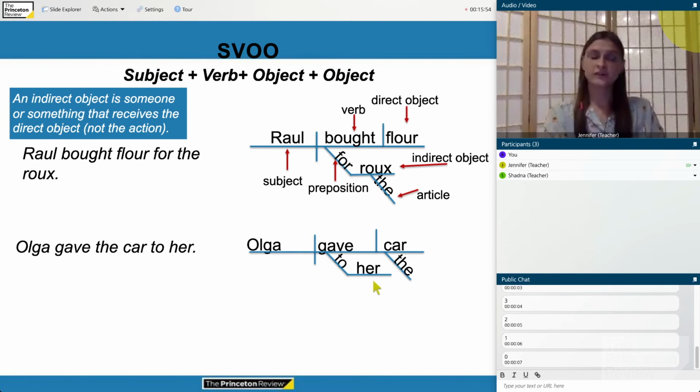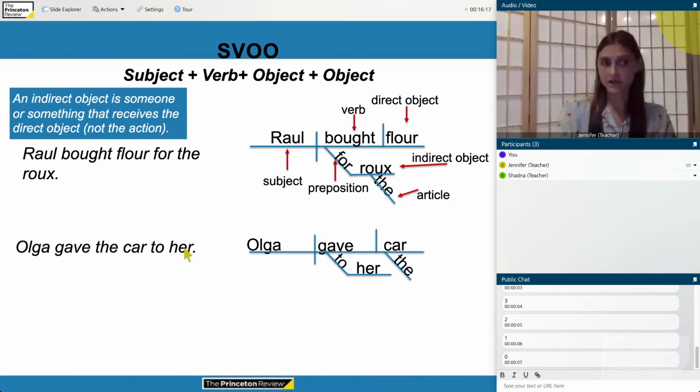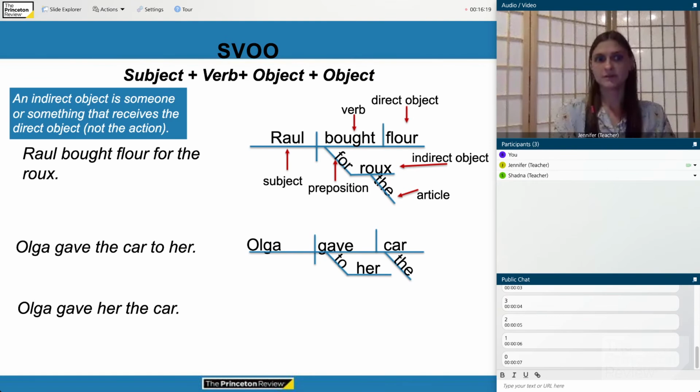So in each of these cases that you've seen so far, you see subject, verb, direct object, and in these cases you see a preposition, an article, and an indirect object. Same thing here. Subject, verb, you have an article in front of the direct object, and then a preposition, indirect object. So we have direct object and then indirect object, but we can switch it up. So let's take a look at the next one.